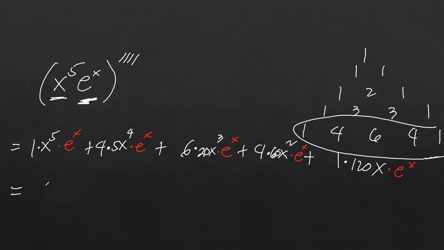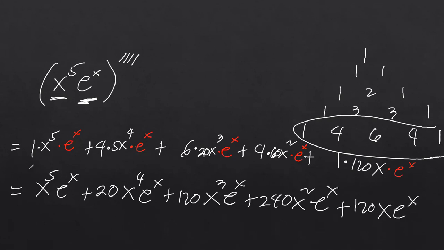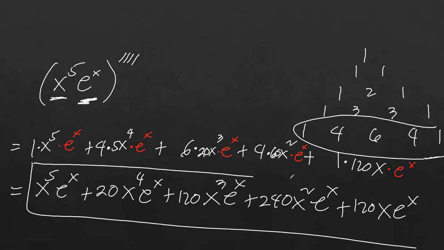Actually, if you simplify it, it becomes x to the power of 5 e to the power of x plus 20 x to the power of 4 e to the power of x plus 120x cubed e to the power of x plus 240 x squared e to the power of x plus 120x e to the power of x. Just as simple as that.